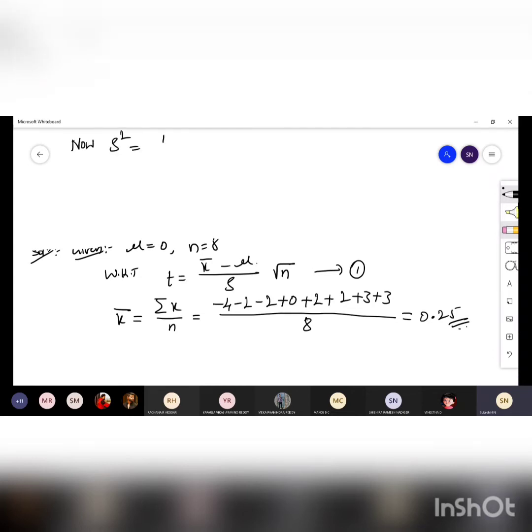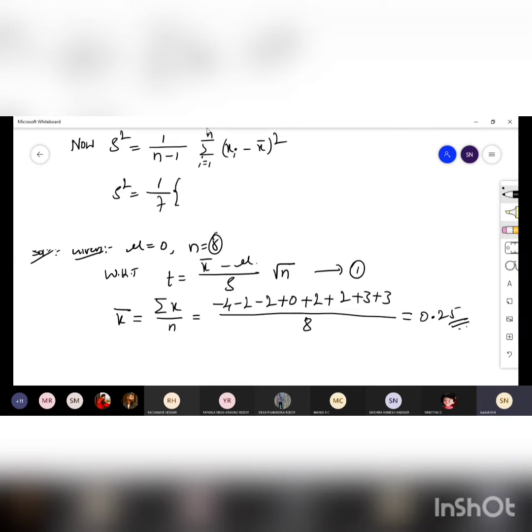s square is equal to, we need s, but we know the formula for s square: 1 divided by n minus 1 into sigma i is equal to 1 to n, xi minus x bar whole square. This is the formula, correct? So s square is equal to 1 divided by n minus 1, that is 8 minus 1, which will be 7. I'll open a flower bracket. In that flower bracket, we have a summation. Summation symbol means sum of those numbers. So xi minus x bar whole square.